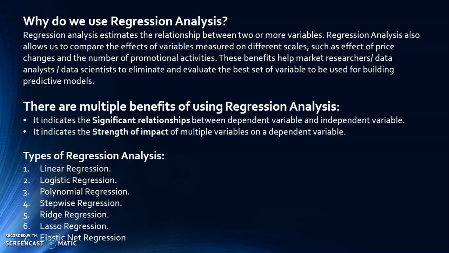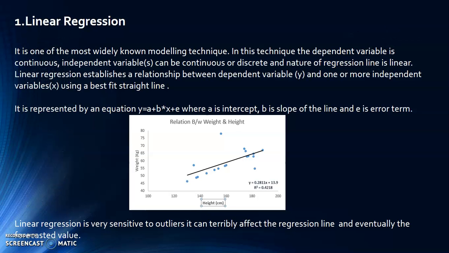Let us see what is linear regression. It's one of the most widely known modeling techniques. In this technique, the dependent variable is continuous and the independent variable can be continuous or discrete, and the nature of the regression line is linear. Linear regression establishes a relationship between dependent variable and one or more independent variables using the best fit straight line. It is represented by an equation y = a + b*x + e, where a is intercept, b is slope of the line, and e is error term.